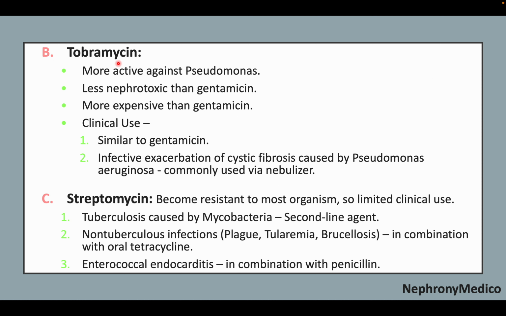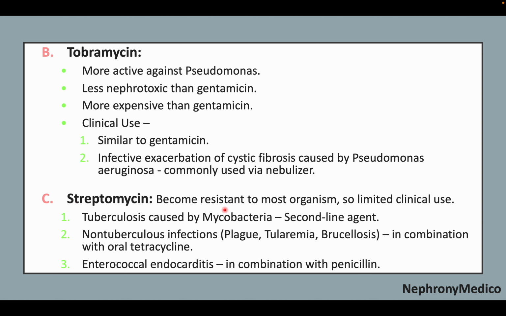Now, tobramycin: it is more active against Pseudomonas, and it is less nephrotoxic than gentamicin but more expensive than gentamicin. It is used similarly to gentamicin, and also in infective exacerbation of cystic fibrosis caused by Pseudomonas aeruginosa, where it is commonly given by nebulizer.